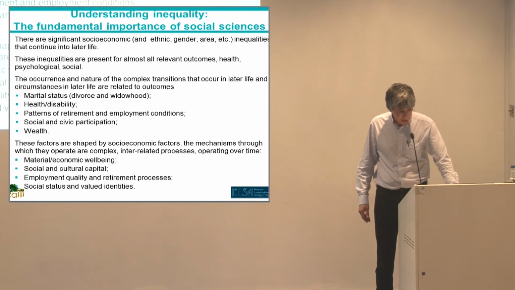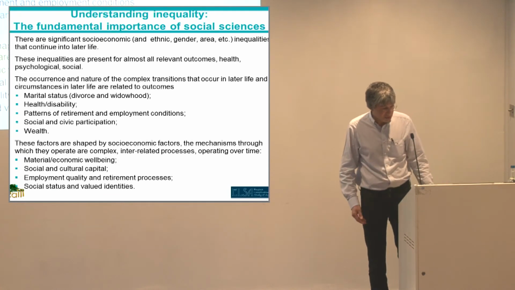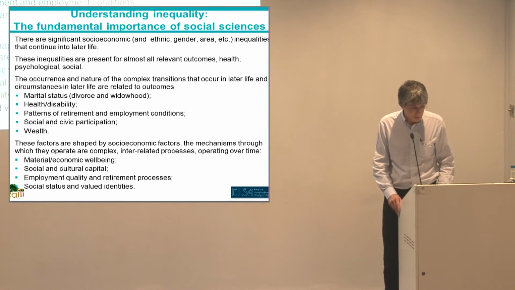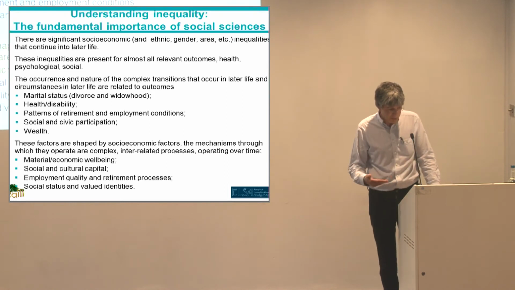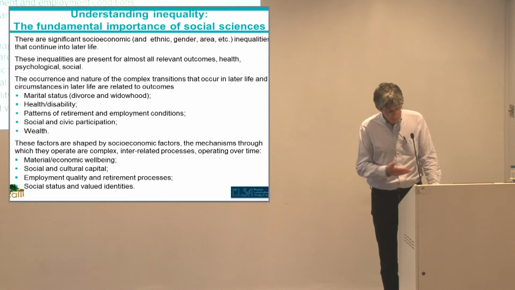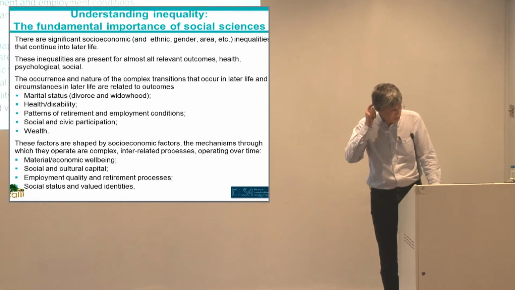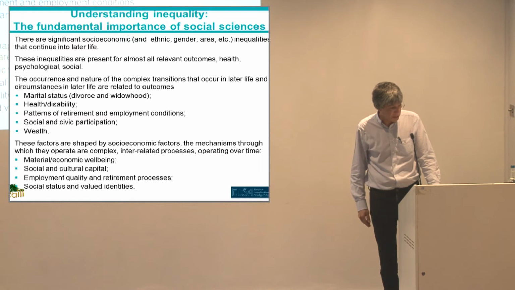And then my final slide, a return to the importance of social science and the importance of inequality. So I've made the point there are significant socioeconomic, and I haven't talked about ethnic, gender, area, etc., inequalities that continue into later life. They're relevant for almost all of the outcomes that we might be interested in. Almost anything we might be interested in has these very marked inequalities.